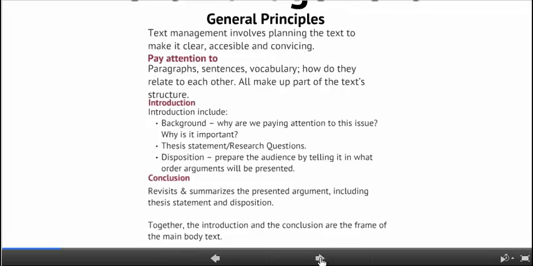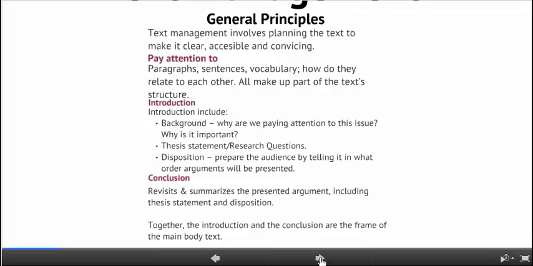When you write your introduction, I'm going to get back to that in a later video, but just for now, you want to include a clear background. Why are we paying attention to this issue? You want to make it clear to the reader why this issue is important. You need to have a thesis statement and or research questions. You need to have a disposition. This is an outline, a roadmap of the arguments that you are going to present in this paper.